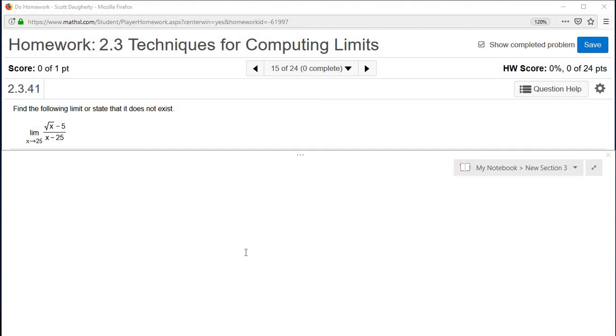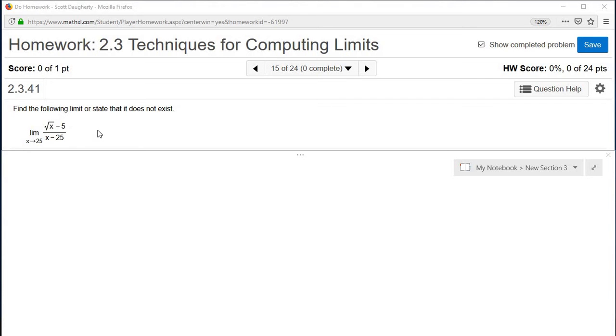Hello again. In this video, I'm going to go over this homework problem from 2.3. And in this problem, we're supposed to evaluate this limit. Now, there's various ways of evaluating a limit. You could create a table, you could use substitution, and sometimes we graph the function and look at the graph to determine the limit. In this case, I am going to use the substitution method to evaluate the limit.